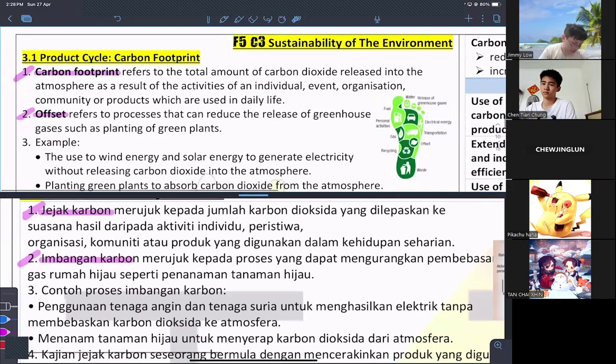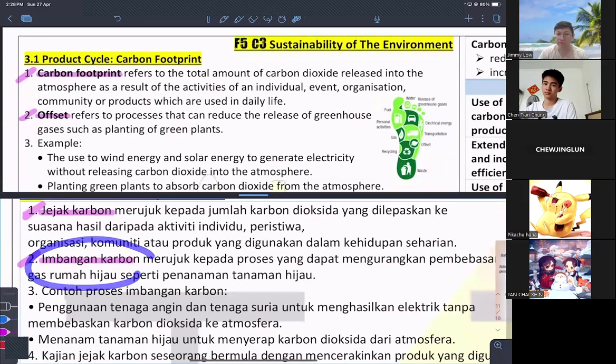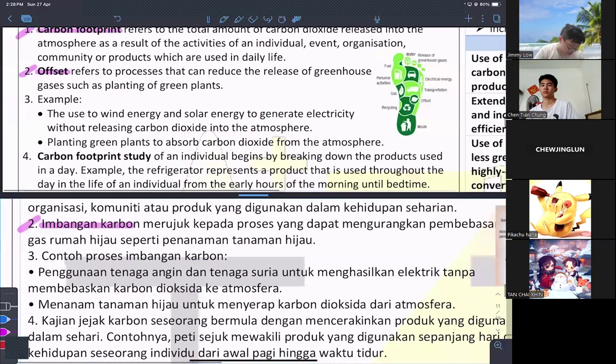Offset means what? You have to know what is offset as well. Offset refers to something you can do to reduce the content of carbon dioxide. So when the question asks you what is the thing you can do to offset carbon footprint, you have to know offset means I have to take some action to reduce the carbon dioxide content in the atmosphere. Solar energy, electric vehicle can be the examples here. So just know the name.